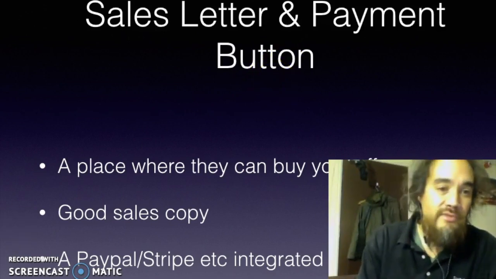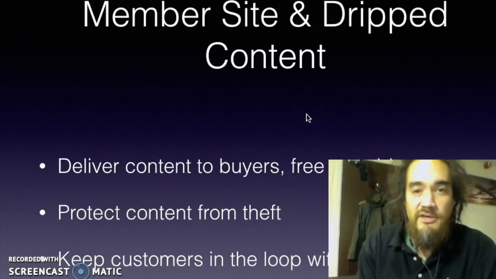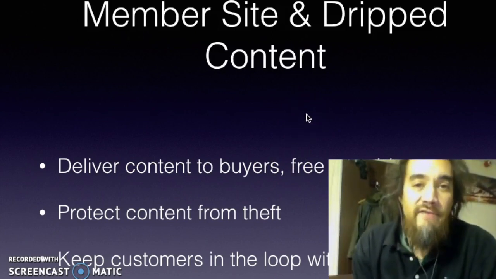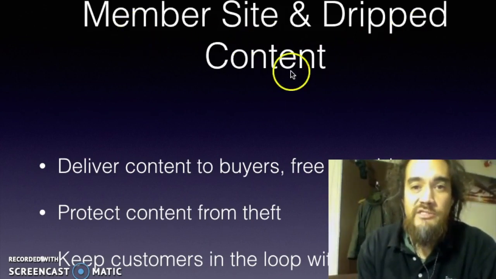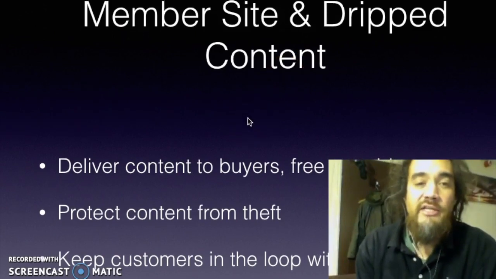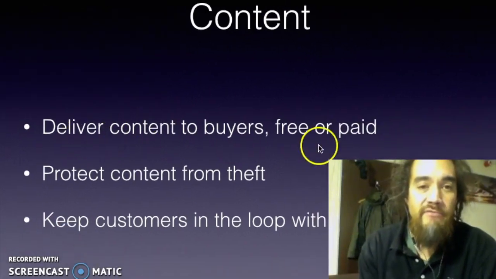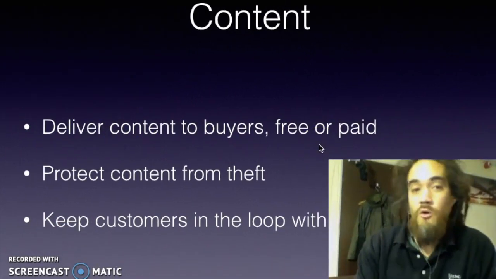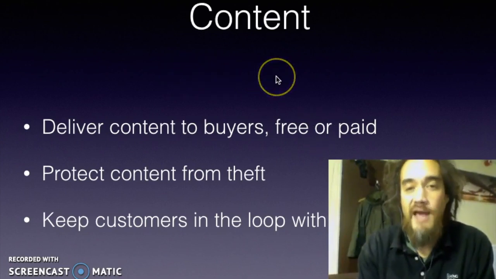So next, this is a little bit optional, but still an extremely good thing to have in your essential list of things: a member site with some dripped content. You're going to need some way to deliver content to your buyers. Whatever they buy from you, like if it's a course or a book or something, you've got to have at least a page where they can download it.